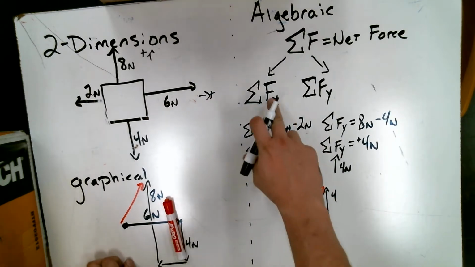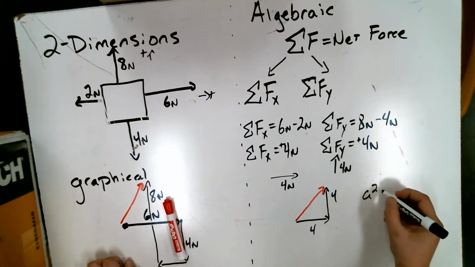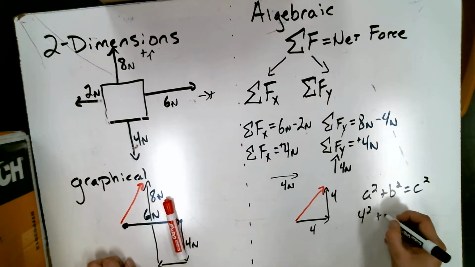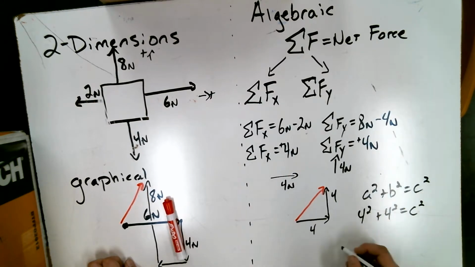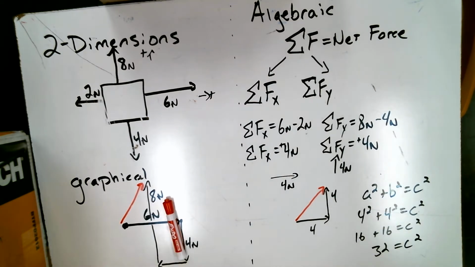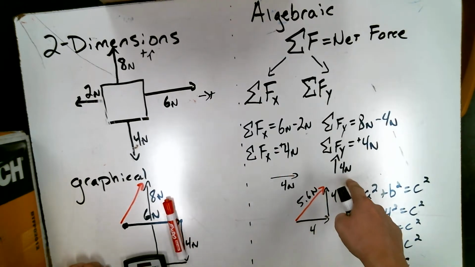So we can recombine these to get the actual net force using Pythagorean's theorem, a squared plus b squared equals c squared. So 4 squared plus 4 squared equals c squared. That is 16 plus 16 equals c squared. 32 equals c squared. And I don't remember my roots very well. Or 5.6 equals c. So I have a 5.6 Newton force up and to the right.